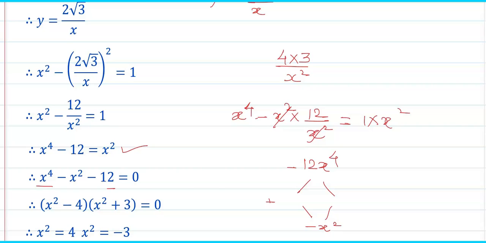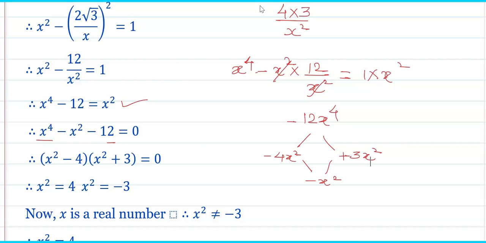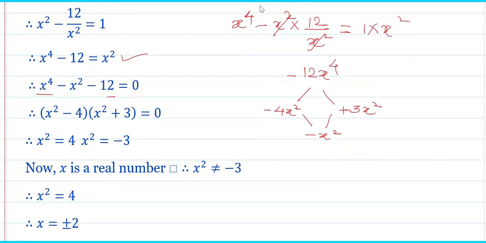Okay, what are the two terms? The two terms are minus 4x square and plus 3x square. Minus 4x square into plus 3x square, you will get minus 12x raised to 4. And their algebraic sum is minus x square. And therefore the factors are like this. I will write here x raised to 4 minus 4x square plus 3x square minus 12, and that's equals to 0.